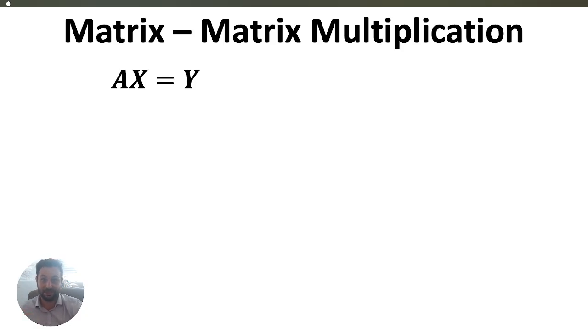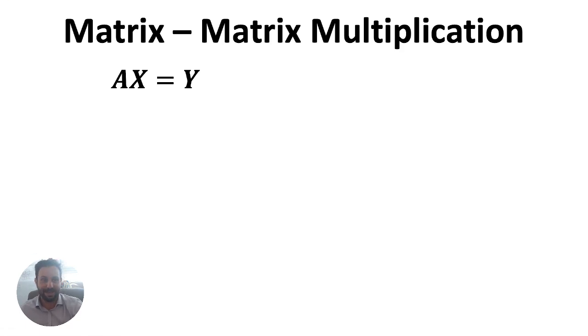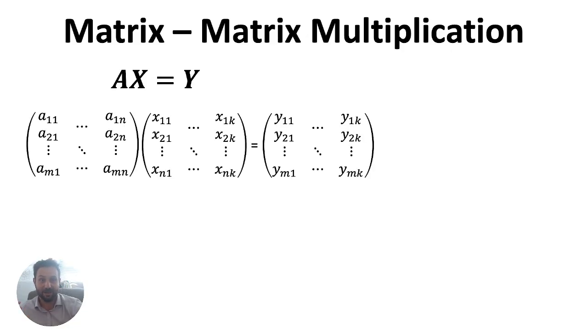So notice the capital letters. We have AX equals Y. In this example, both X and Y are matrices. So our operating matrix, the A matrix, takes another matrix X, and that gives you another matrix Y. So when we are doing the matrix-matrix multiplication, it is very similar to matrix vector multiplication, but on steroids.